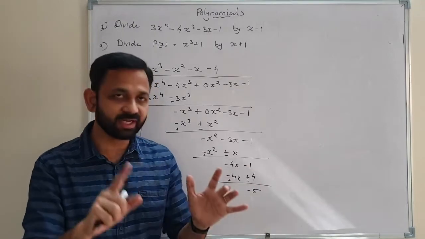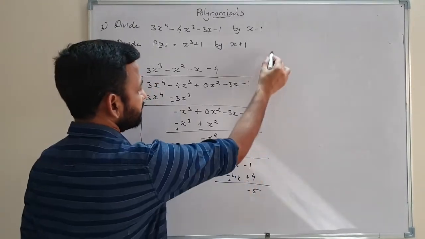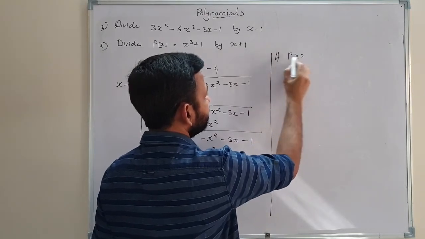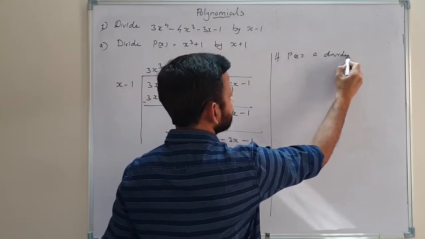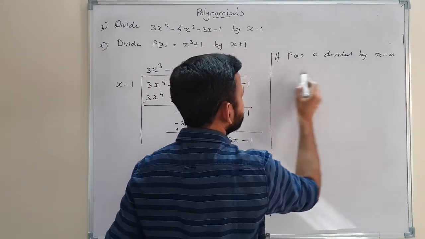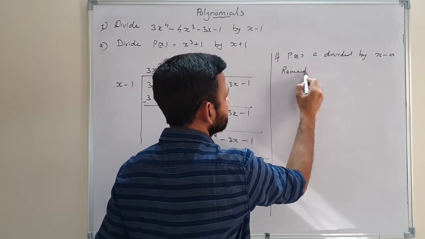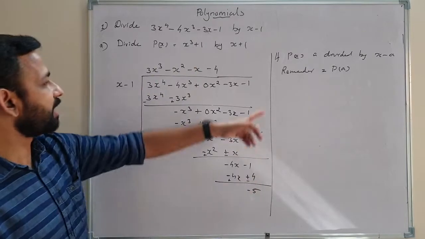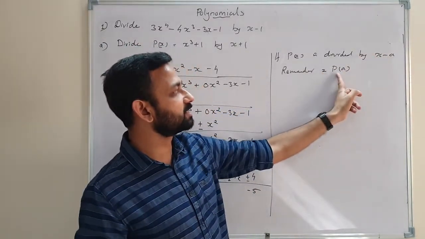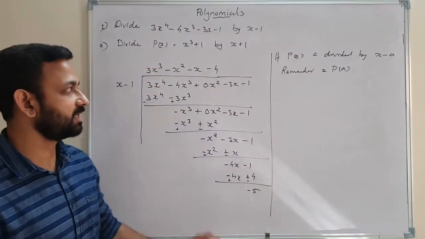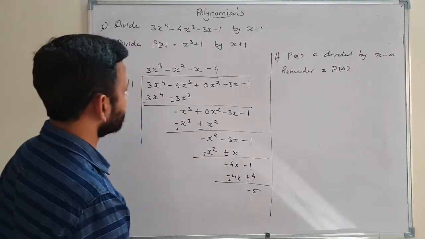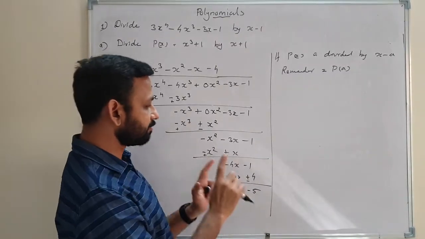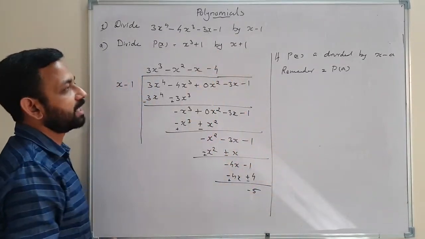In the previous video we learned the remainder theorem. The remainder theorem says: if p(x) is divided by x minus a, then the remainder is p of a. If p(x) is divided by x minus a, then the remainder is equal to p of a. So that is the remainder theorem. Similarly, this minus 5 that we got after long division, that same remainder we can find by using the remainder theorem.